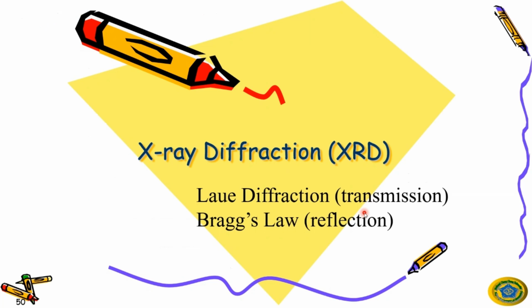Right. So the next topic will be X-ray diffraction. We call it XRD, X-ray diffraction. There are 2 types of X-ray diffraction. The first one is called Laue diffraction, which is the transmission diffraction. The second one is Bragg's law, which is reflection diffraction.